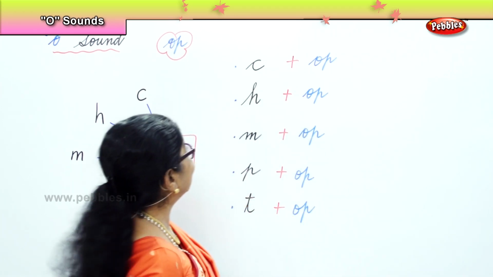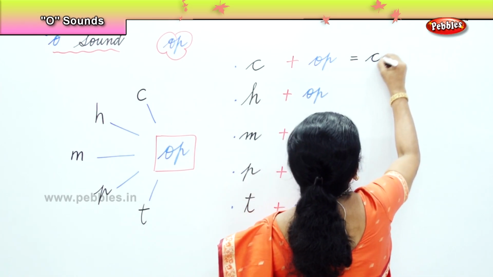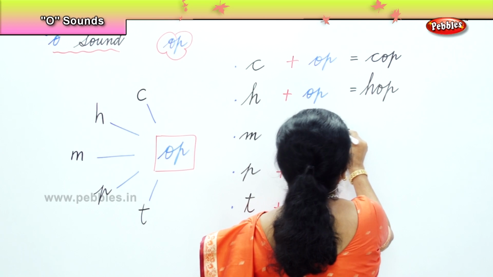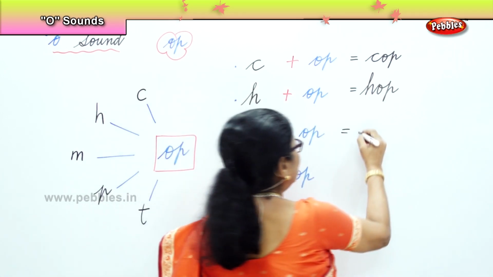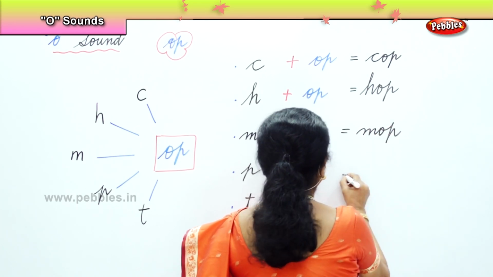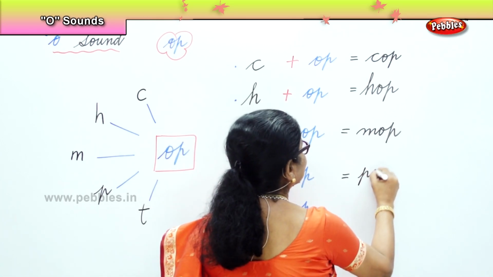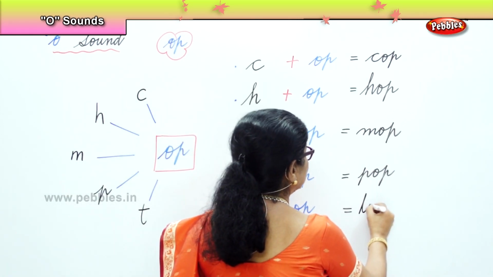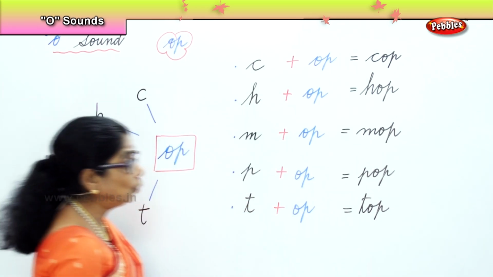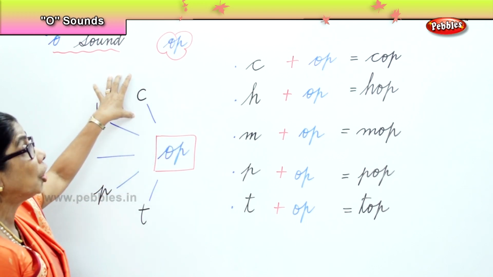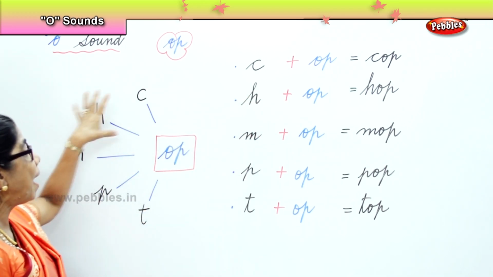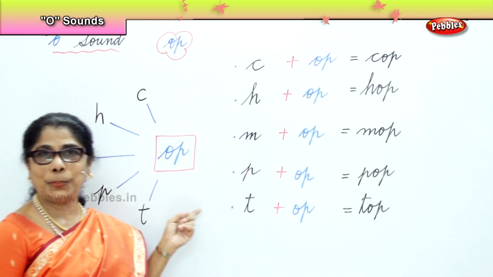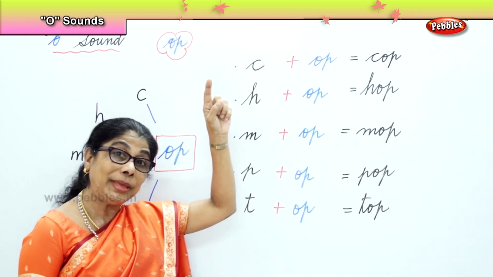Look at the first one. K plus OP, cop, policeman that is. H plus OP, hop, you love to hop about. M plus OP, mop, you mop the floor, clean the floor, mop. Then P plus OP, pop, things pop up, toys. T plus OP, top, good. So now we formed letter words with O and we are doing OP here. K plus OP, cop. H plus OP, hop. M plus OP, mop. P plus OP, pop. And T plus OP, top.